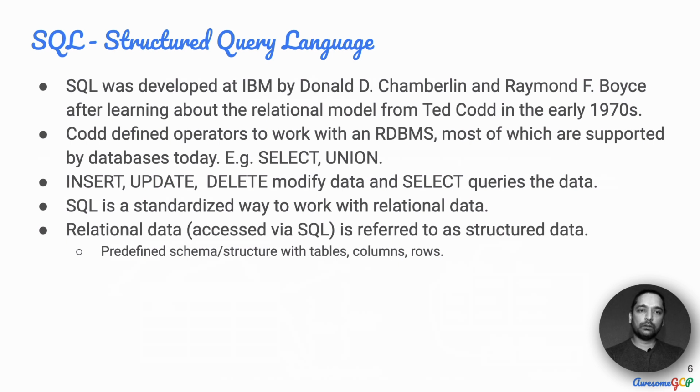After Ted Codd wrote about the relational model in 1970, a couple of other people at IBM, Donald Chamberlin and Raymond Boyce, developed a way to interact with the relational model. This eventually came to be called the structured query language, or SQL. Ted Codd had defined operators to work with RDBMS, most of which are supported by databases today. For example, select and union. Commands like insert, update, delete, they modify data, and select queries the data.